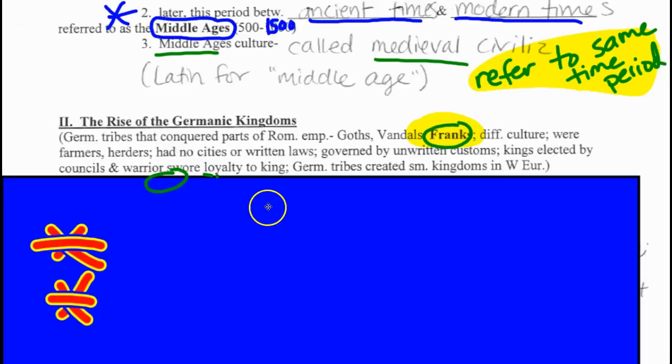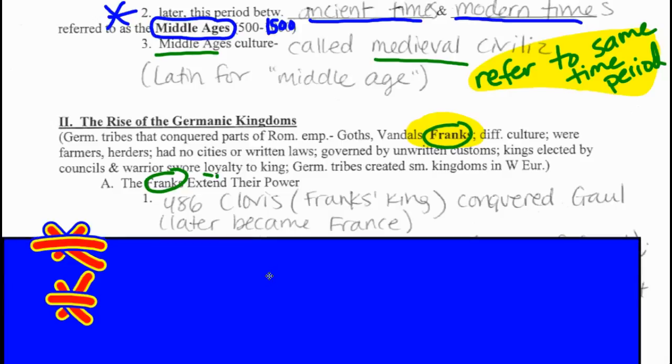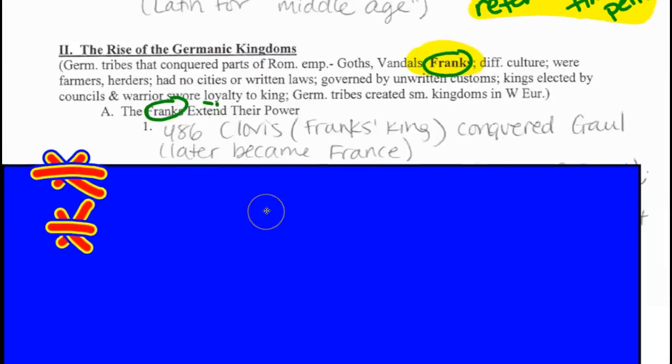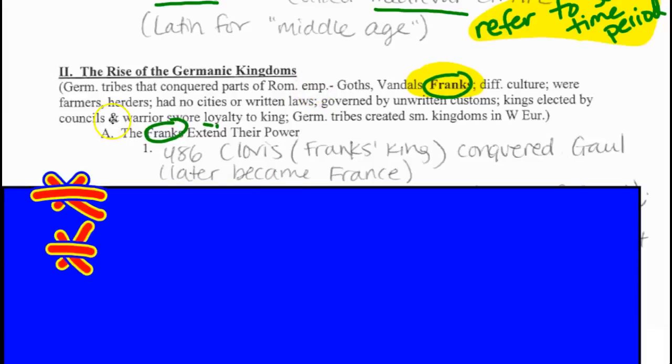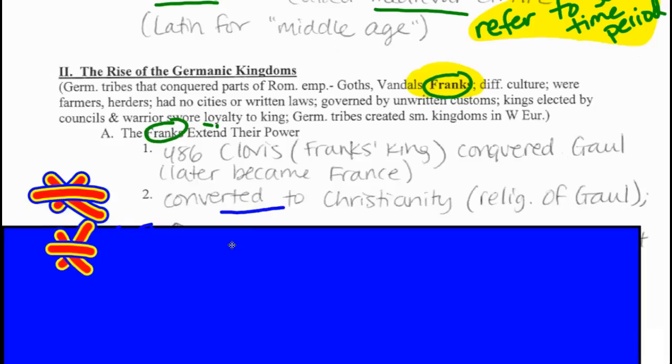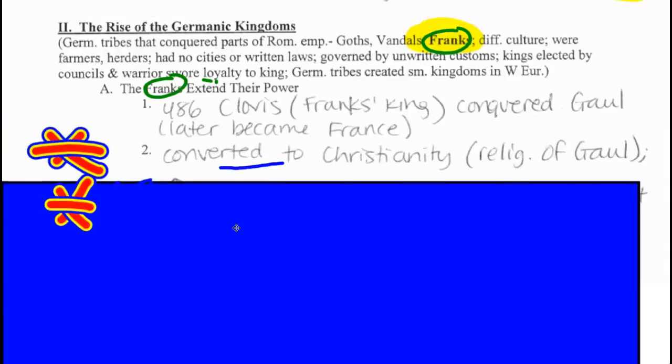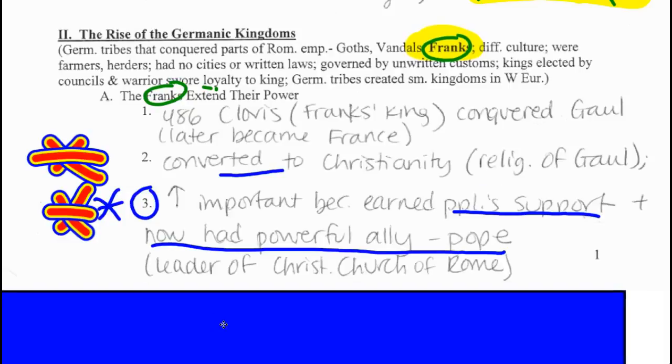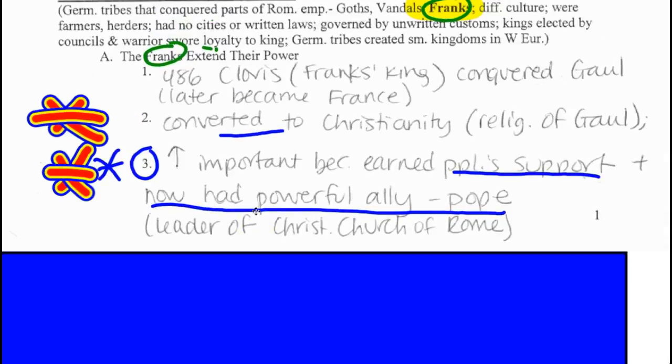So this information in the next section refers to Clovis. Make sure that if you wrote information that I had already typed in under A, the Franks extend their power, you fix this section. It tells you that Clovis conquered Gaul in 486 and converted to Christianity because that was the religion of the people of Gaul, so you need to make sure you have that. And then a key fact here: why did that conversion matter? That is explained in my fact number 3.